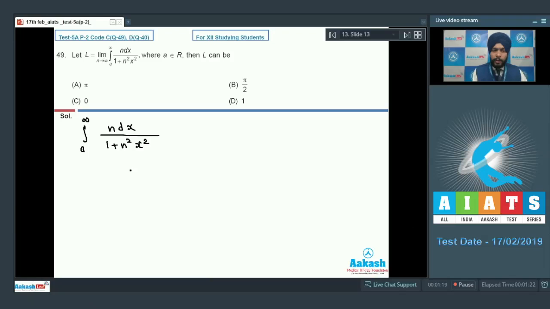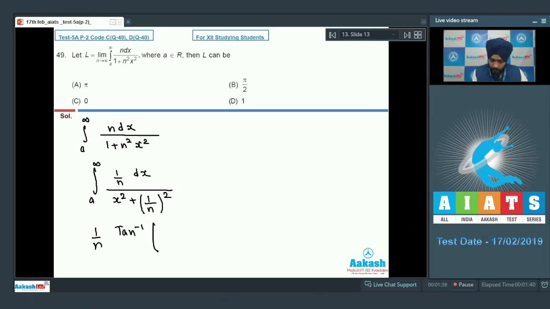So dividing by x square in the numerator as well as denominator, I have 1 upon n dx upon x square plus (1 by n) whole square, from a to infinity. The integration is with respect to x, so 1 by n is common. I have 1 by n into tan inverse of x upon 1 by n into 1 upon 1 by n. That is the integration of dx upon x square plus a square, 1 upon a tan inverse x by a. The limits are from a to infinity.